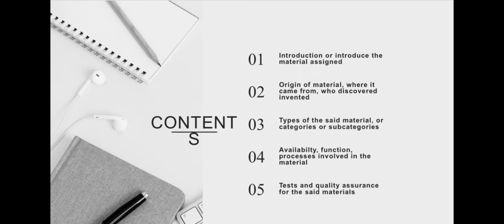Number 1, introduction or introduce the materials assigned. Number 2, origin of materials, where it came from, who discovered or invented. Number 3, types of designed materials or categories or subcategories. Number 4, availability, function, processes involved in the materials. Number 5, test and quality assurance for the said materials.